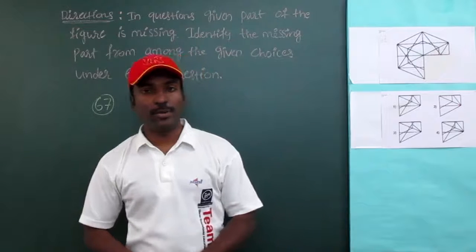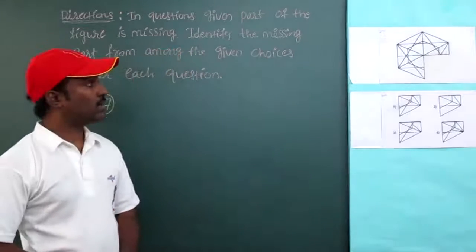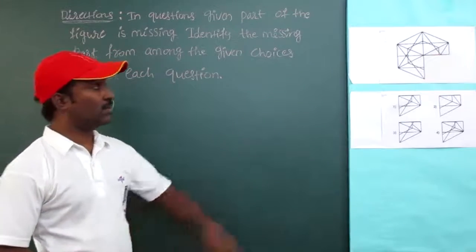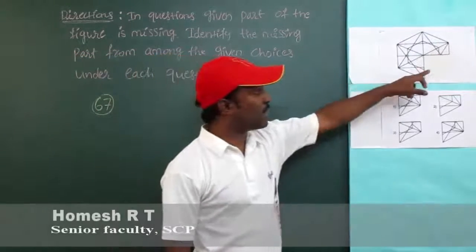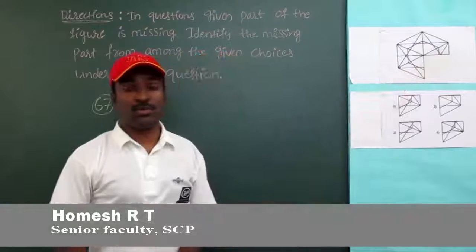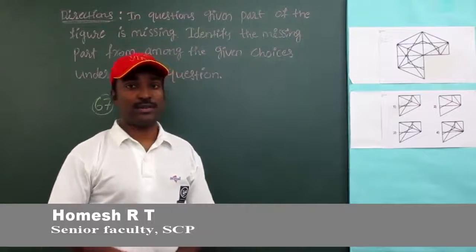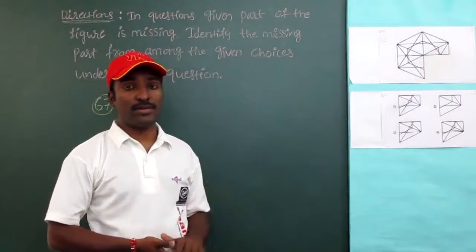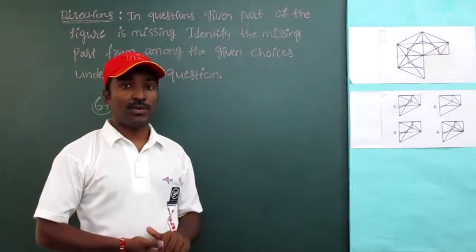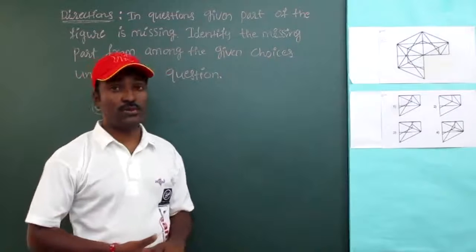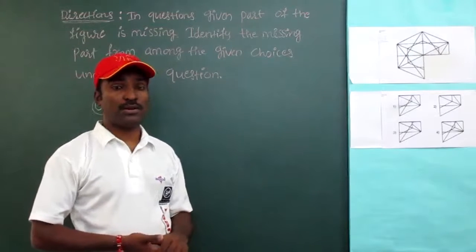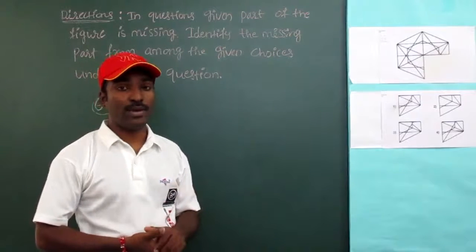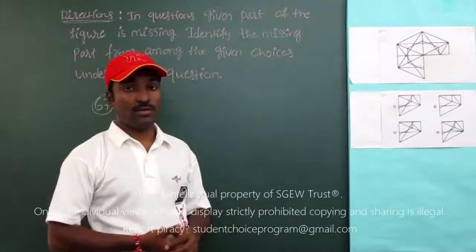Well friends, here is problem 67 and the given question is this. We have to find this missing part. In the previous example, we just completed part of the figure and then compared the given options, finally eliminated some of the options and came to the right option. In this example, I will try to complete the given figure on the paper itself and then I will compare that part with the given options.